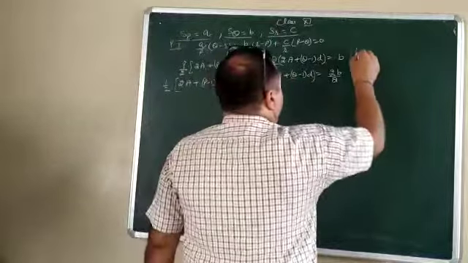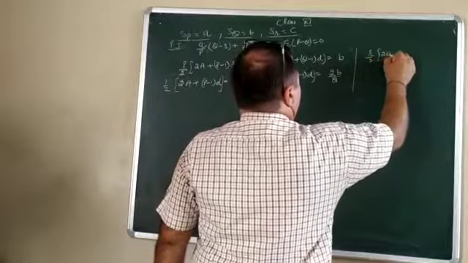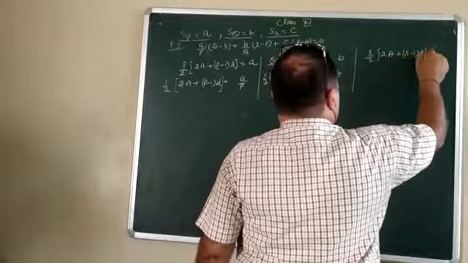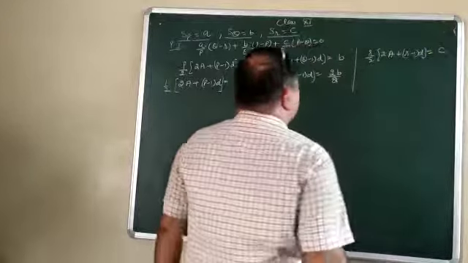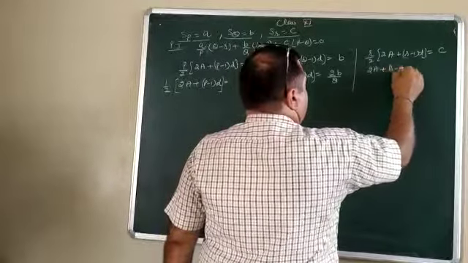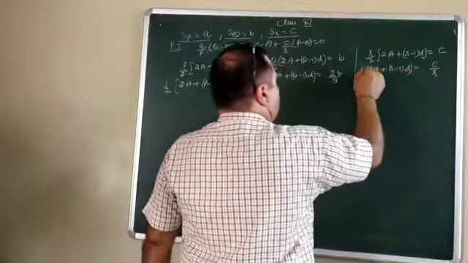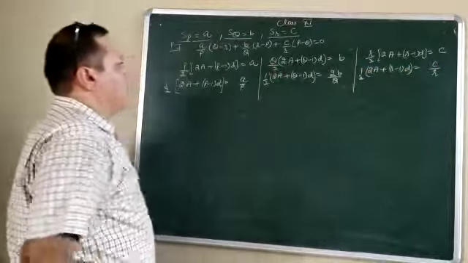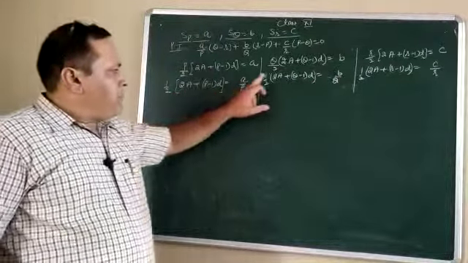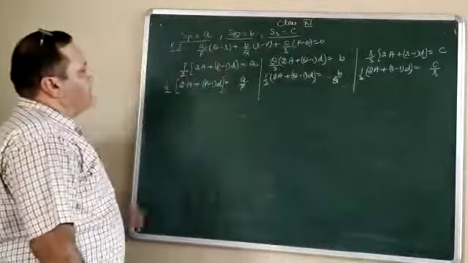Similarly, r by 2 into 2a plus r minus 1 into d is equal to c, or 2a plus r minus 1 into d is equal to 2c by r. Now you know the value of each term, that is A by p, b by q and c by r. Now substitute the value into this relation.